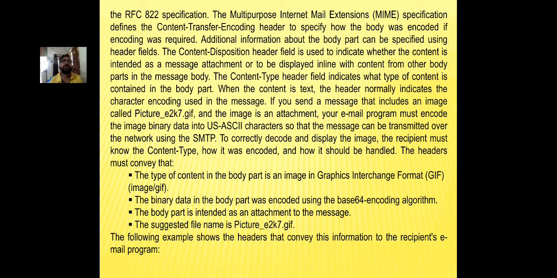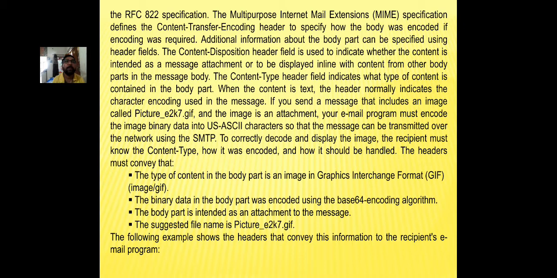Additional information about the body part can be specified using header fields. The content disposition header field is used to indicate whether the content is intended as a message attachment or to be displayed inline with content from other body parts. In the message body, the content type header field indicates what type of content is contained in the body part. When the content is text, the header normally indicates the character encoding used in the message.